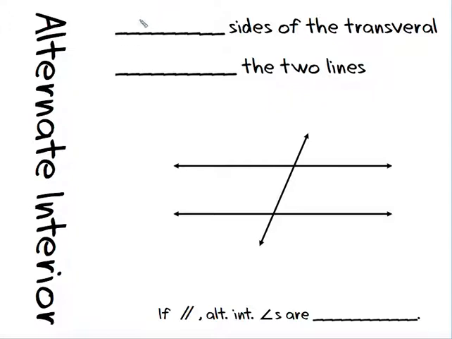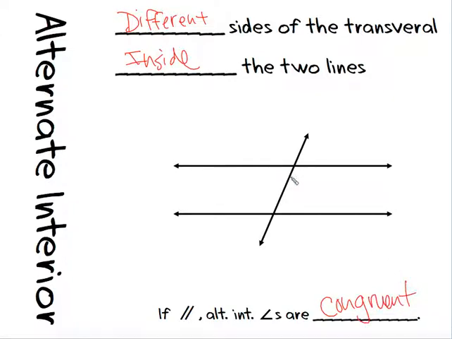Alternate interior angles are on different sides of the transversal. That's what alternate means. And because it's interior, they are inside the 2 lines. And when the lines are parallel, they are congruent. So there's only 2 pairs of these. So this one right here matches with the one that's on the other side of the transversal but still inside the 2 lines. So those are alternate interior angles. And this one and this one are alternate interior angles.